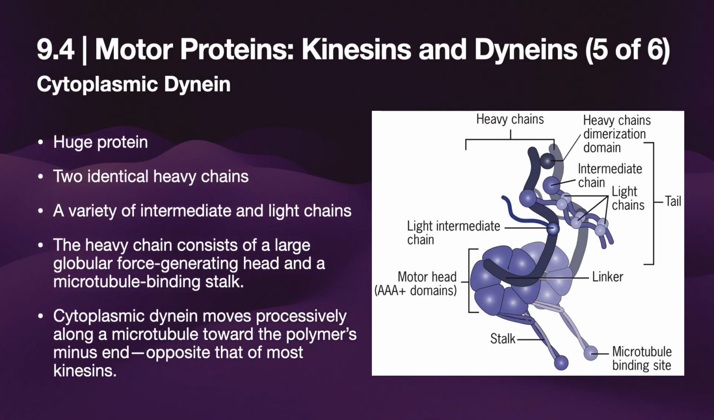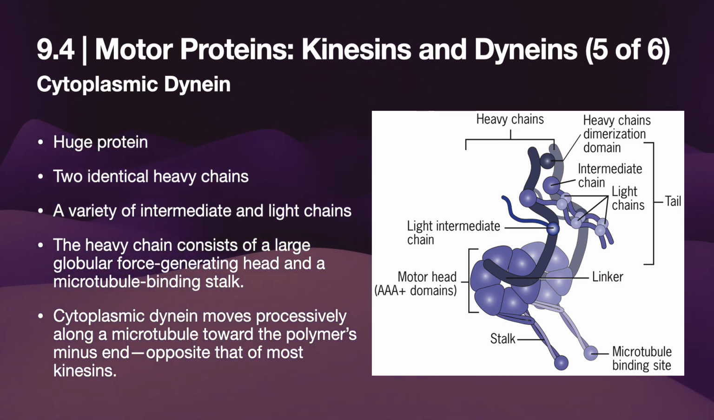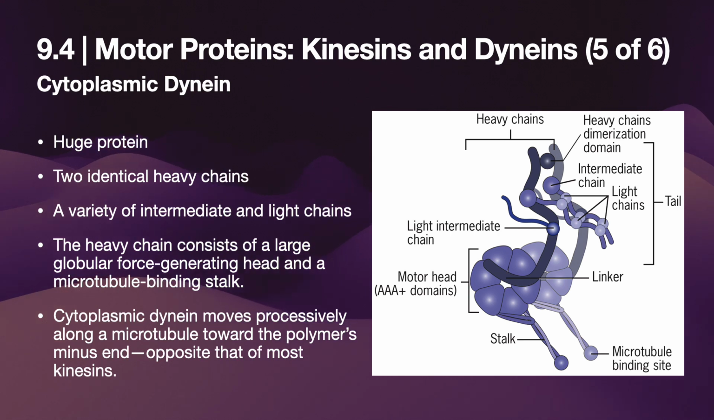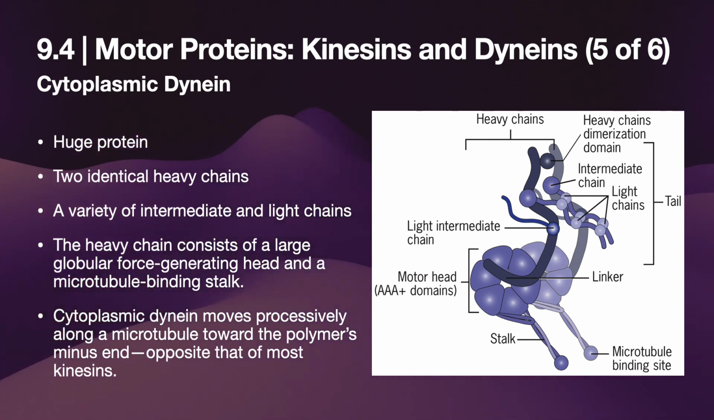Cytoplasmic dynein is a very huge protein with two identical heavy chains, same as the kinesins, and a variety of intermediate and light chains. The heavy chain consists of a large globular force-generating head and a microtubule-binding stalk. Cytoplasmic dynein moves processively along a microtubule towards the polymer's minus end, opposite of that of most kinesins.